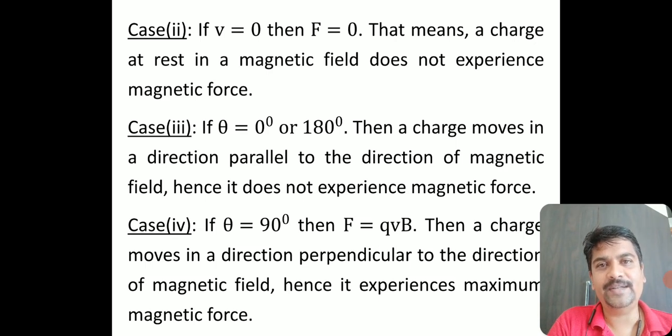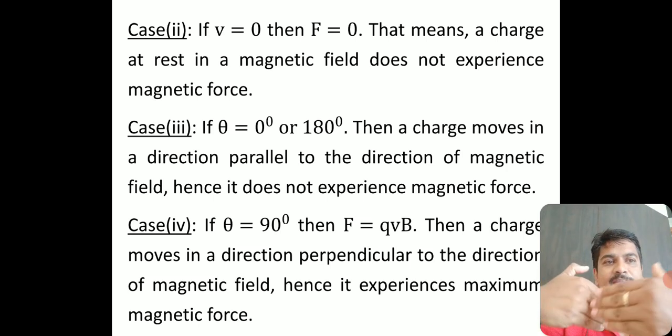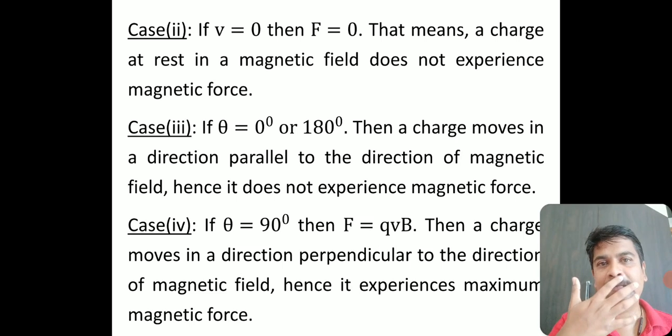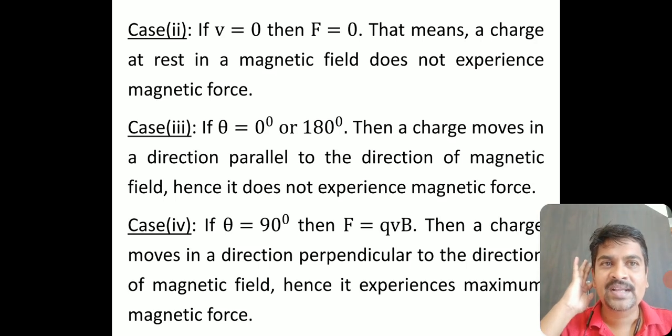Case 3, suppose theta is 0. What is theta here? Theta is the angle made by the velocity vector with the magnetic field. If that is 0, I mean to say the charged particles are moving along the direction of magnetic field, or moving parallel to the direction of magnetic field. So it does not experience any magnetic force.